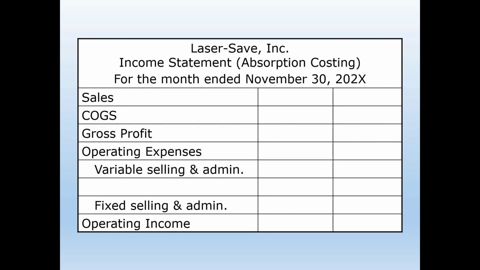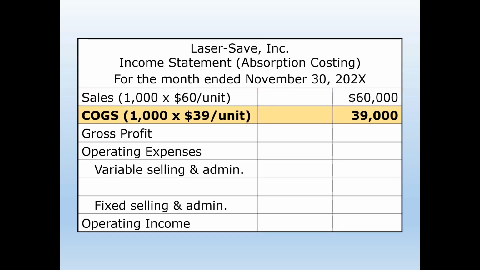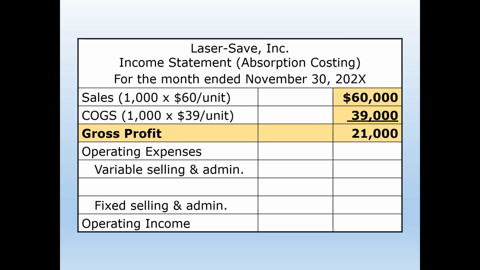With this information, we're ready to make an income statement under absorption costing. Sales revenue is the 1,000 units that the firm did sell times $60 per unit. We just figured out that the cost of goods sold is the 1,000 units times $39 per unit. The difference gives us our gross profit.